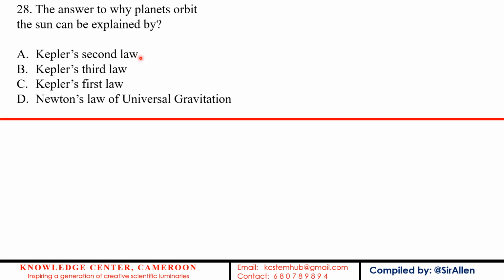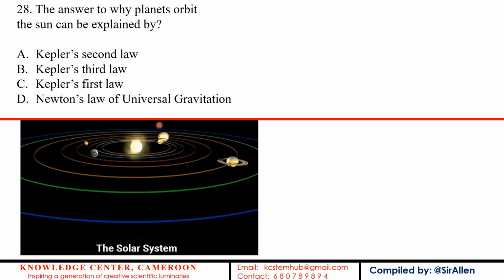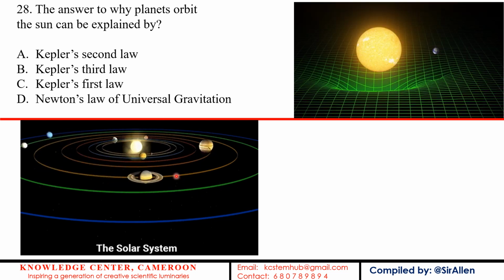The answer to why planets orbit the sun can be explained by who? Okay, so we have our solar system right here. You have these planets describing elliptical paths about the sun as the focus. That's basically Kepler's first law. But then we understand that gravity is what keeps these planets intact in their orbit about the sun. What then is gravity? So let's get over here.